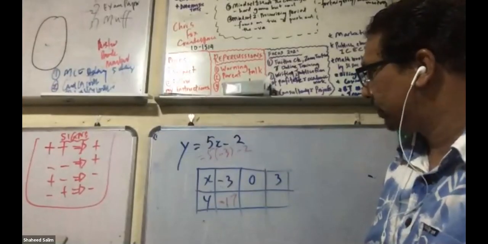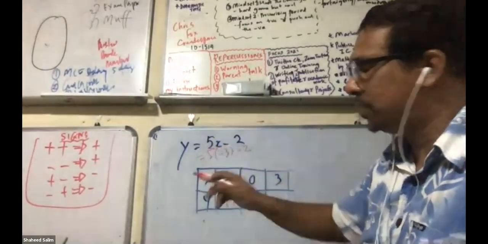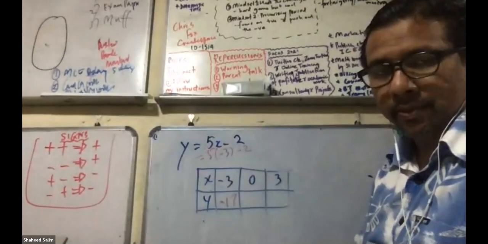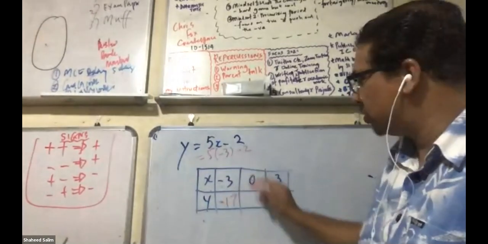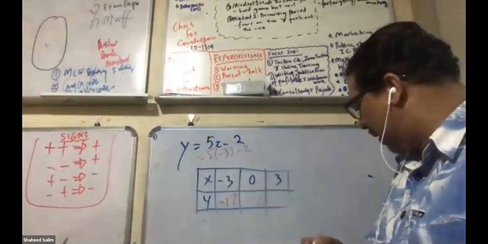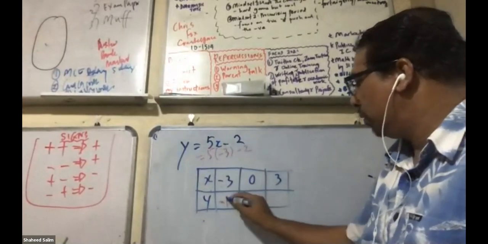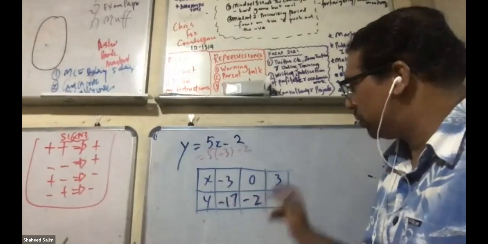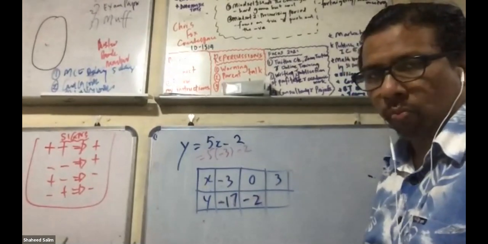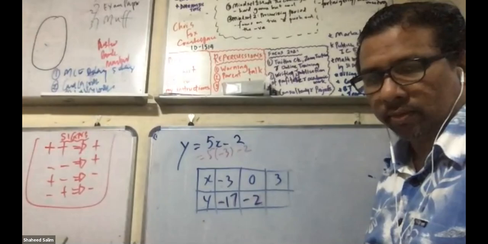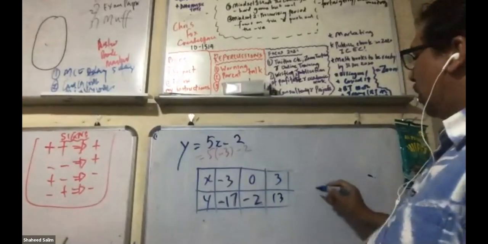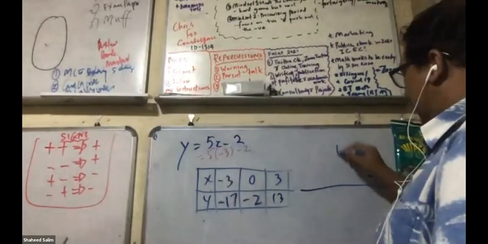Inshira, when x is 0, y is how much? 4? How can you get 4? 0 times 5 is 0, and then you minus 2, so this is minus 2. Okay. Shafi, when x is 3, what's the value of y? 13. So now we plot the graph again.